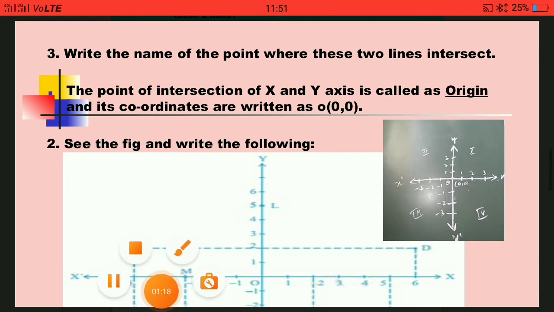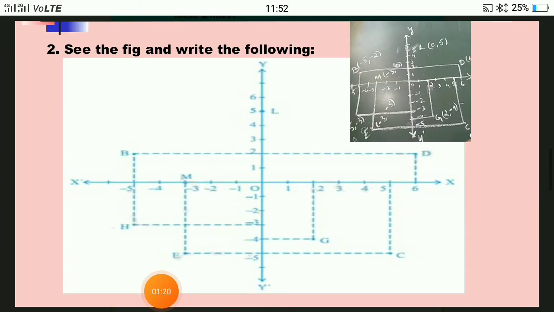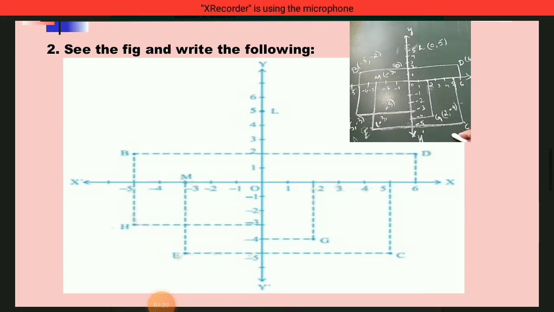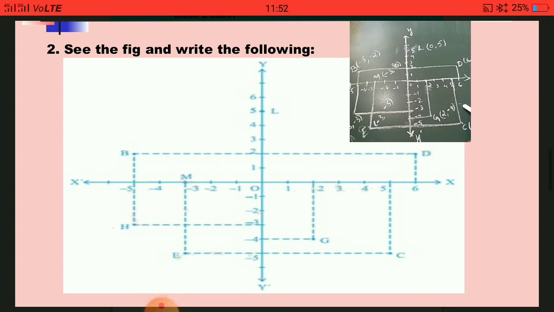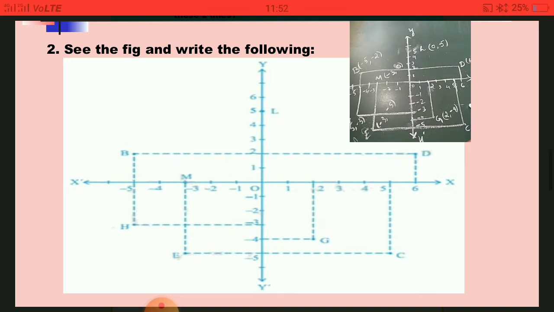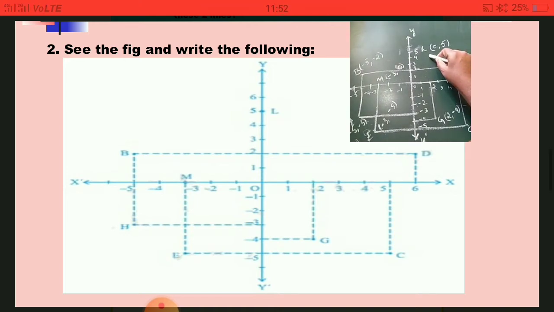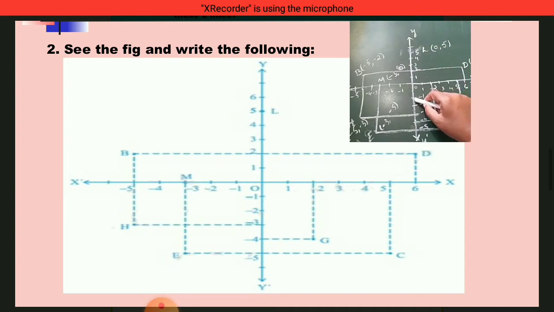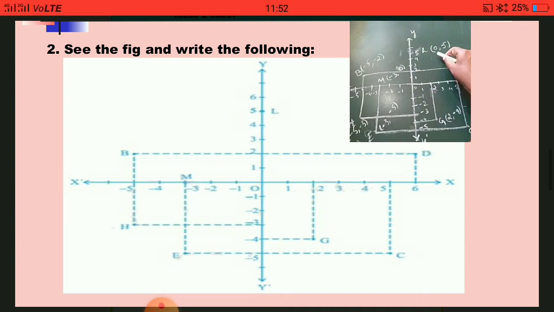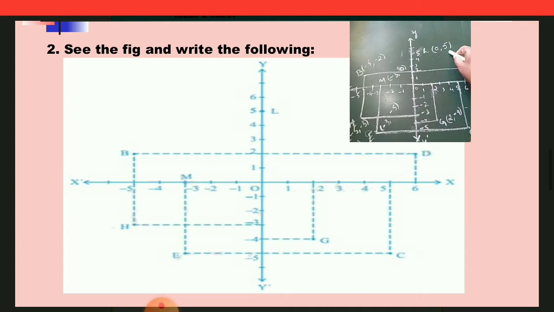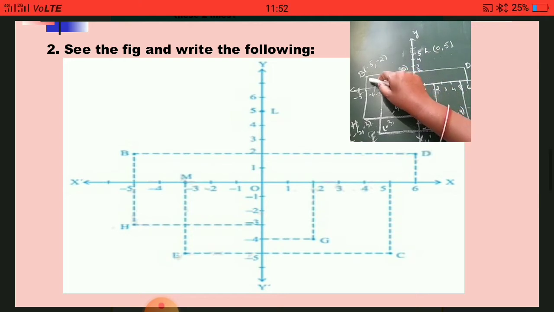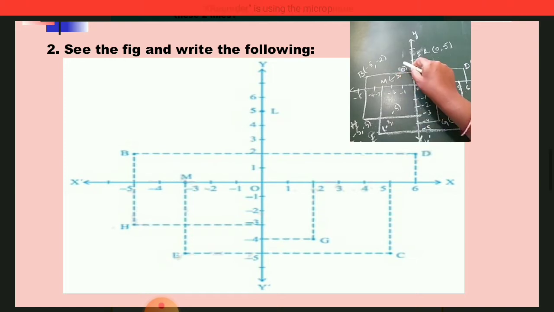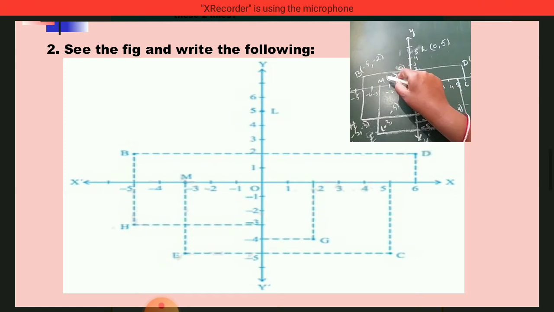Now, by seeing the figure of question 2, draw the same figure in your notebook, children. Then try to write the coordinates of each and every point. Let us begin from point L. As it lies on y axis, its x coordinate is 0. So I have written (0, 5) because y coordinate is 5. Next coming to B. B, x coordinate is -5. Y coordinate is -2.